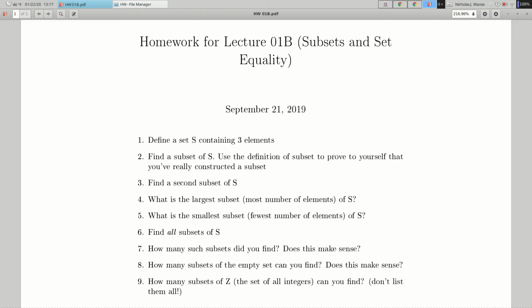Oh, the empty set. No, so how many subsets? Okay, and another subset of the empty set. That's it. Okay. And then for 9.